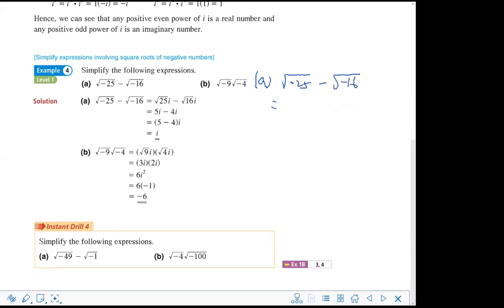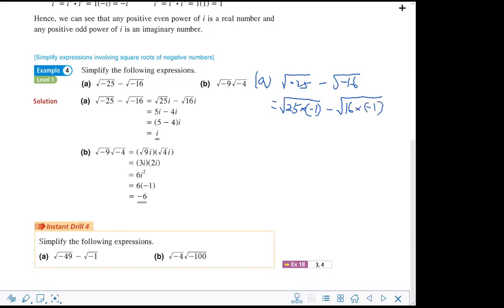If you find the square root of a negative number, we need to change it to be in terms of i, just like what we have done yesterday. Do you remember this? Negative 25 should be written as 25 times negative 1.